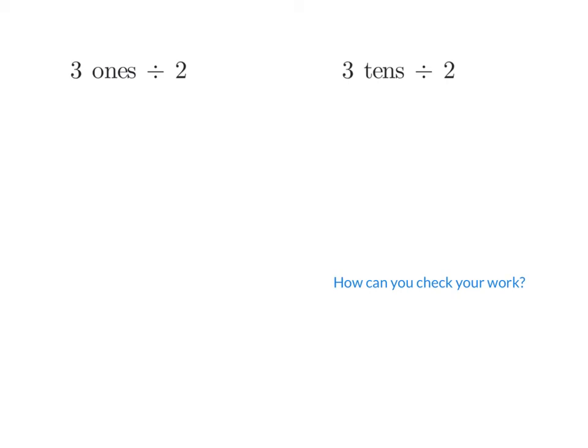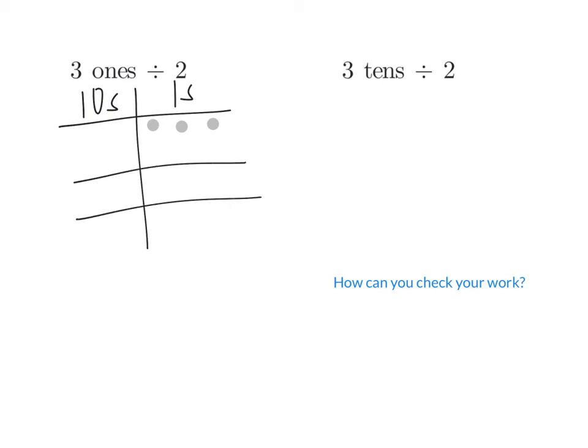Okay, let's try this one. We have 3 1s and we want to divide it by 2 into 2 groups, right? So here's my 10s, here's my 1s. I have 3 1s, 1, 2, 3. And I want to split it equally into 2 groups. So there's 1 group, there's 2 groups. Here's 1, here's 2. We have 1 left over. Can I split that equally into 2 groups? No. So my quotient must be, how many are in each group? 1. And then how many are left over? 1. 1 remainder 1. What if I have 3 10s divided by 2?